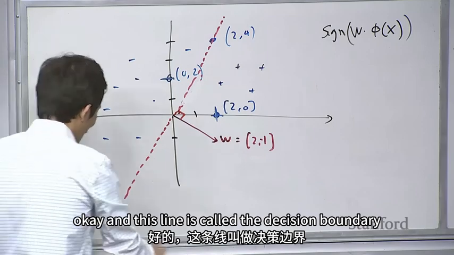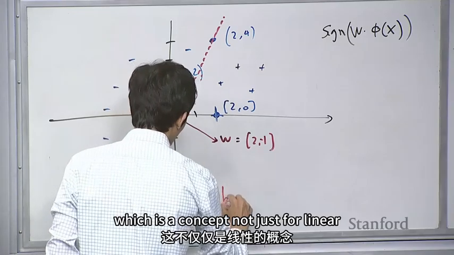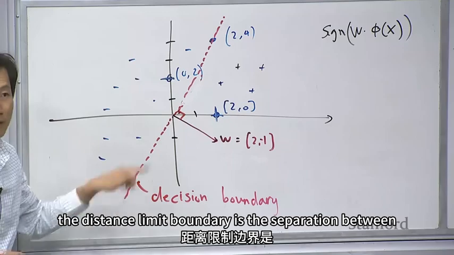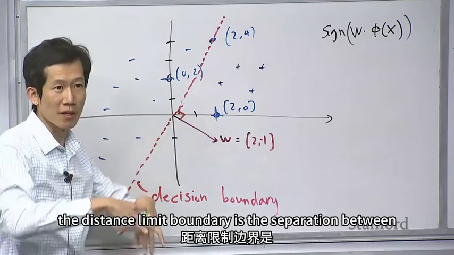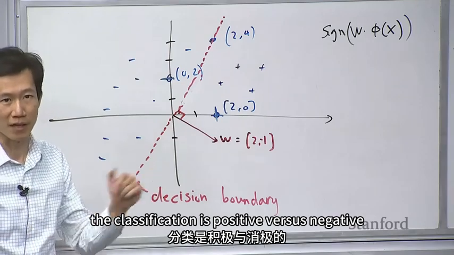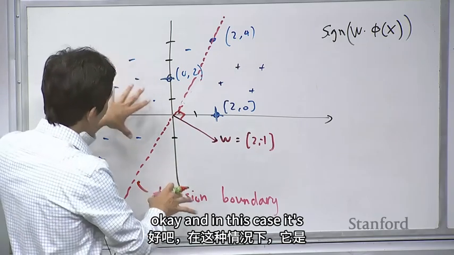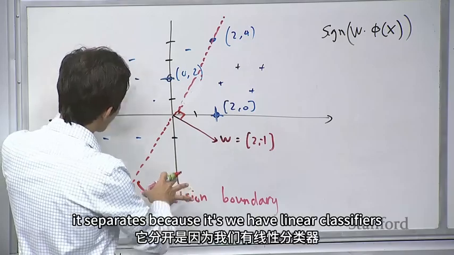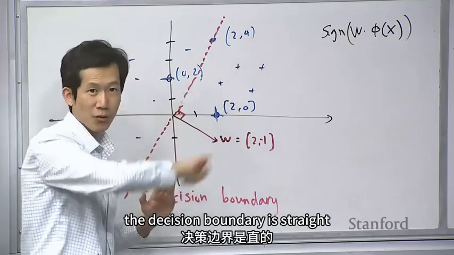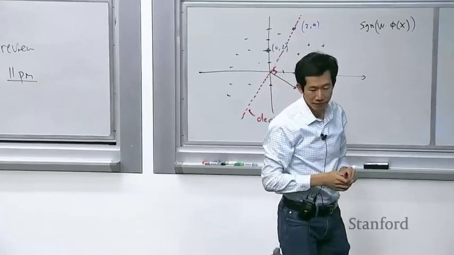Okay, and this line is called the decision boundary, which is a concept not just for linear classifiers, but whenever you have any sort of classifier, the decision boundary is the separation between the regions of the space where the classification is positive versus negative. In this case, because we have linear classifiers, the decision boundary is straight, and we're just separating the space into two halves.